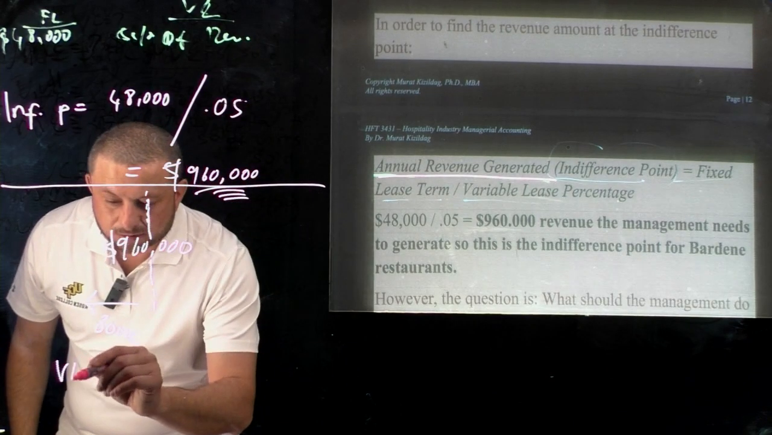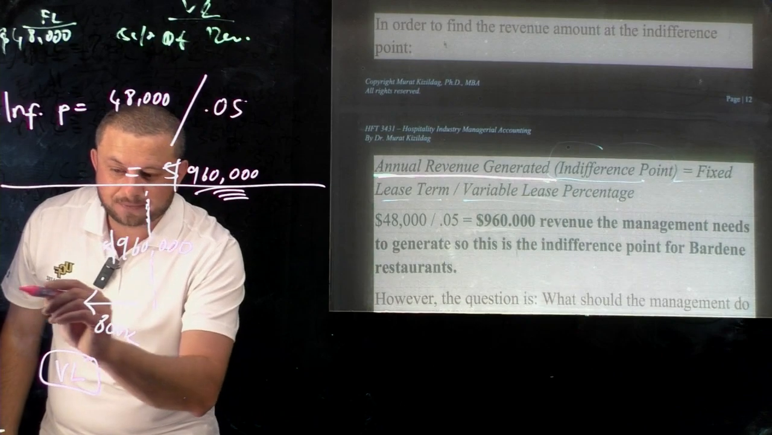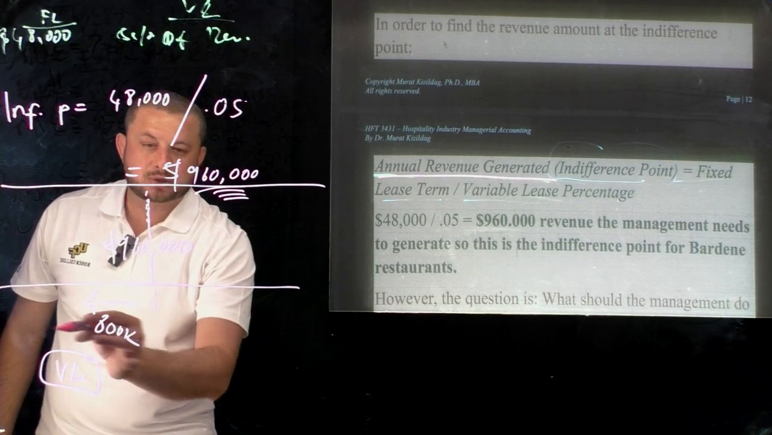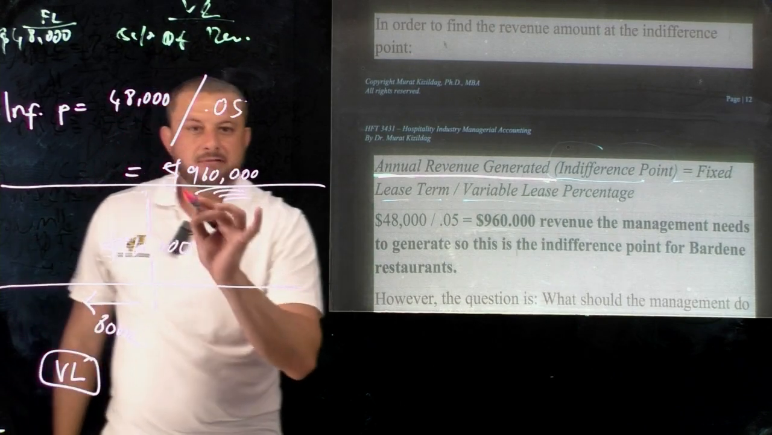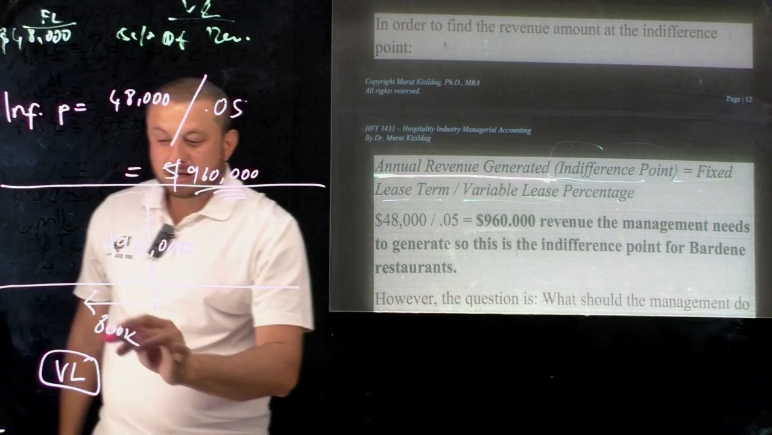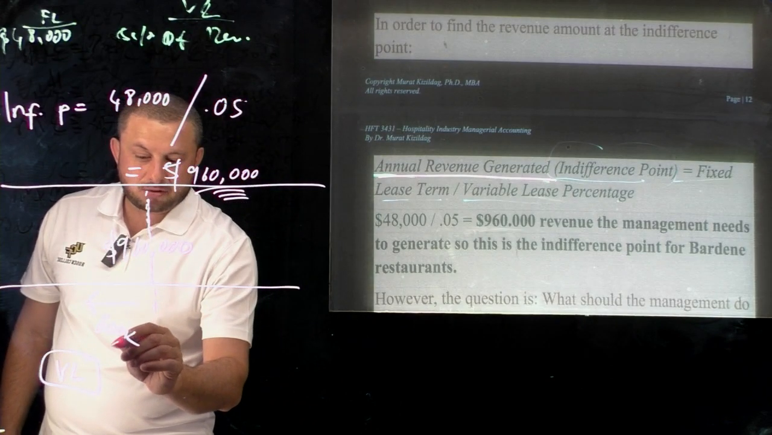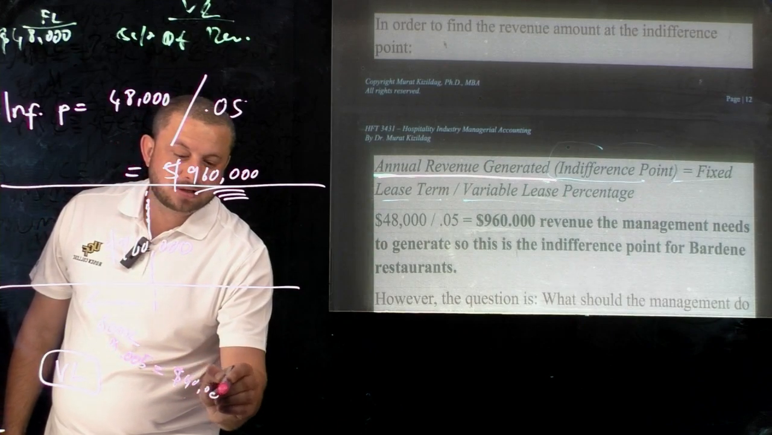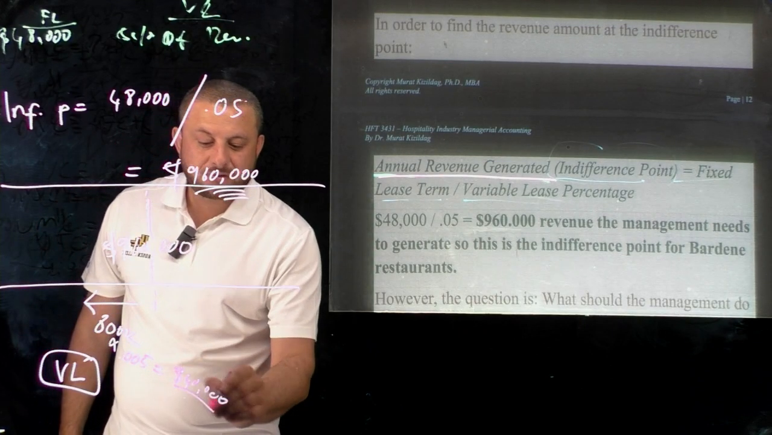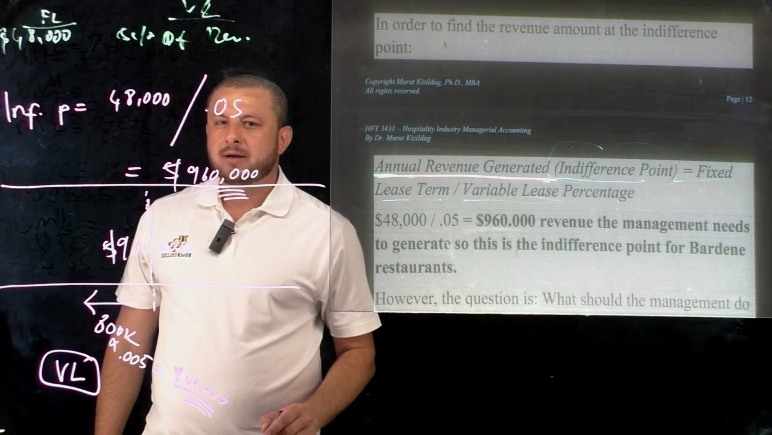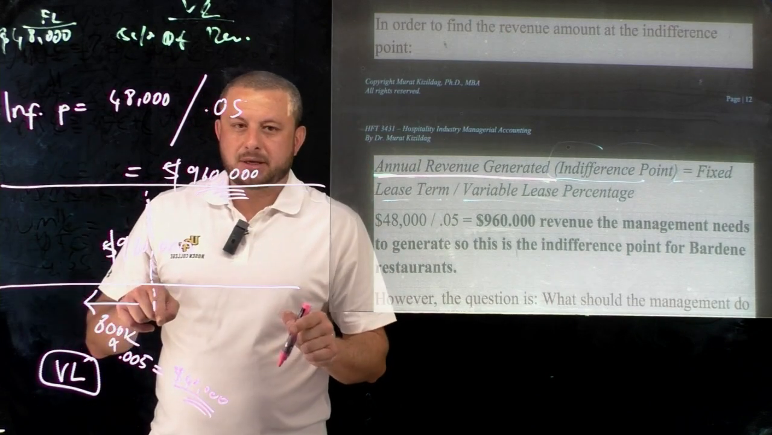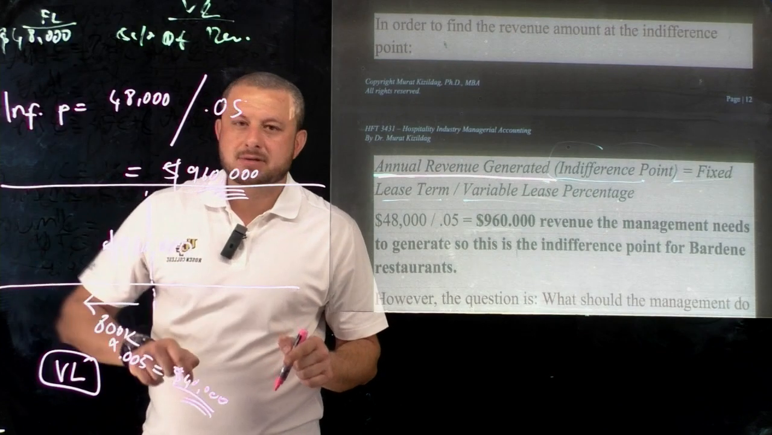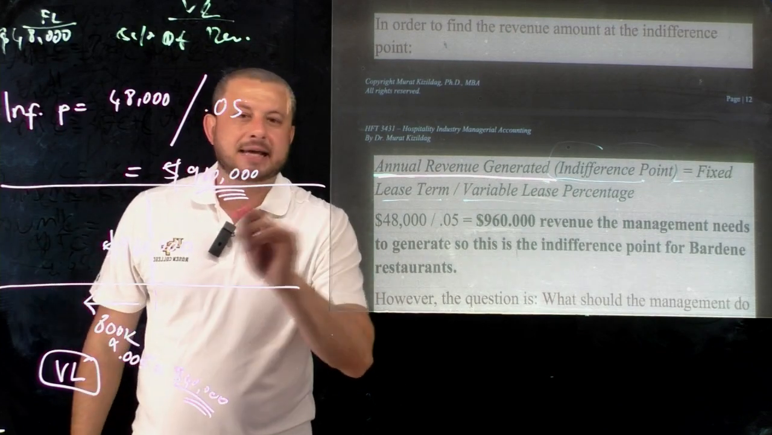Variable option. Right here at this side of the operation, the variable option becomes very, very efficient because when I take 5% of $800,000, it is $40,000, okay? I will have to pay $40,000 as variable rent. Well, if you didn't know this as a decision maker, you would pick $48,000 and you're automatically losing $8,000 in your operation, okay?